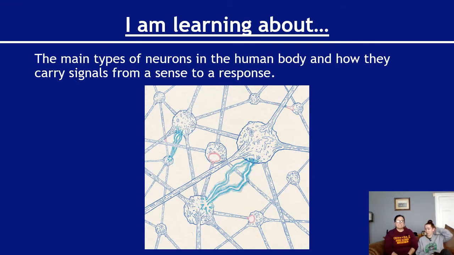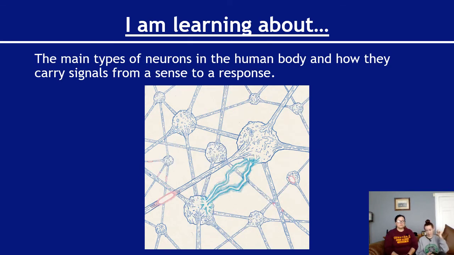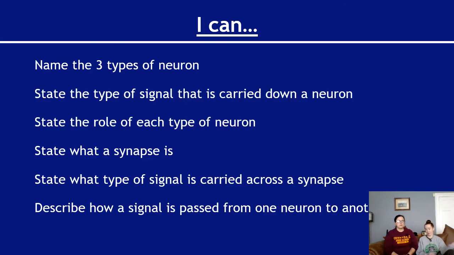Okay, so in this video we're going to talk about the main types of neurons, so you're going to have to be able to name them, and how they actually carry a signal throughout your body from the point of you having the thing that tells you to do a response to you actually doing the response, and everything that happens in between. Okay, now something that is important, we might interchangeably use the word neuron and nerve cell. They mean the same thing. So nerve cells are the same as neurons.